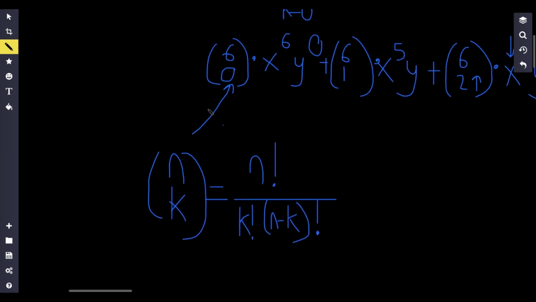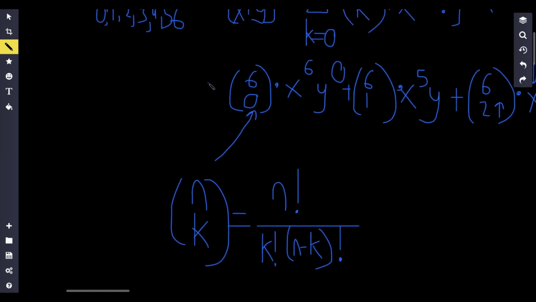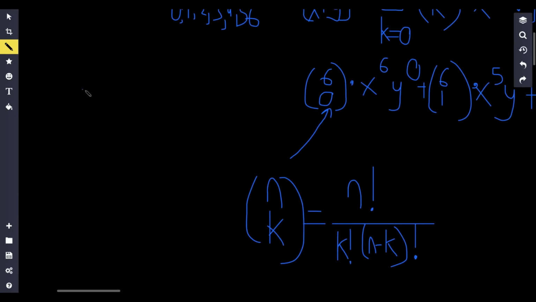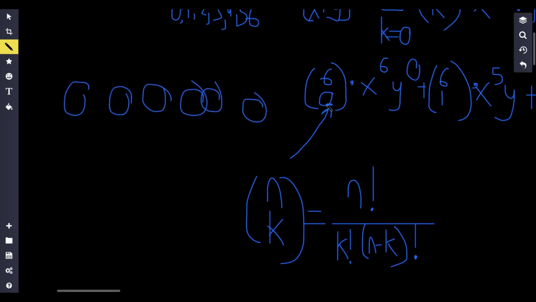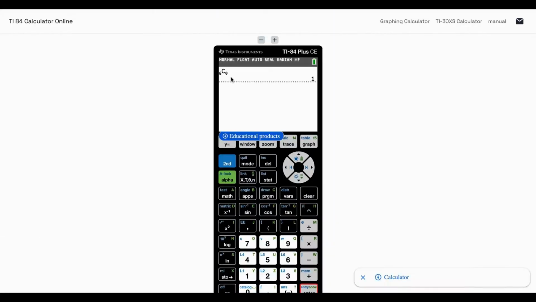This is essentially, if we're trying to solve 6 choose 0, we're saying that if we have 6 things, how many ways are there for me to choose 0 objects out of the 6? And there's only one way I can do that, which is just choosing nothing, right? This is why 6 choose 0 is 1.